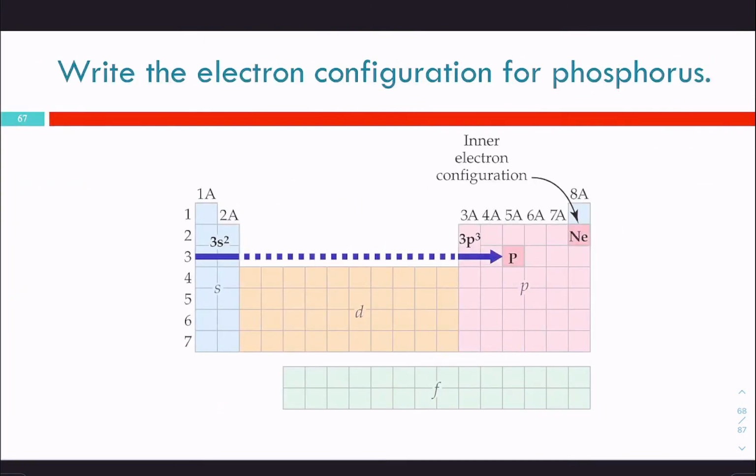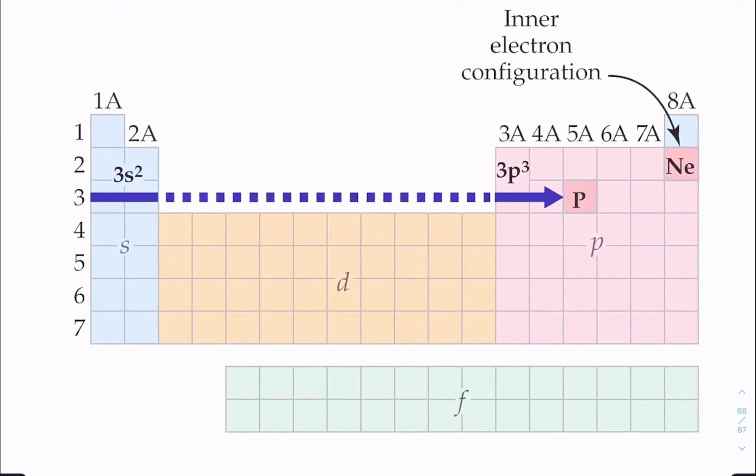Showing that again. If we were to write the electron configuration for phosphorus, again, we're using neon to abbreviate because that represents all the core electrons. So for phosphorus, start with neon, and then it's just 3s2, represented by those two spaces on the periodic table. And it would be 3p3 because phosphorus is the third element in the p block.